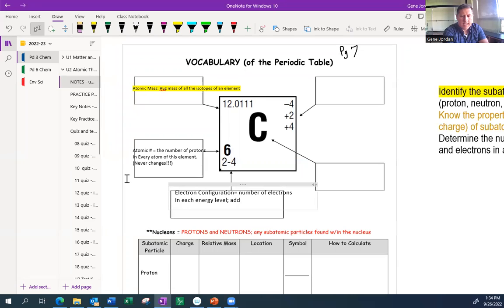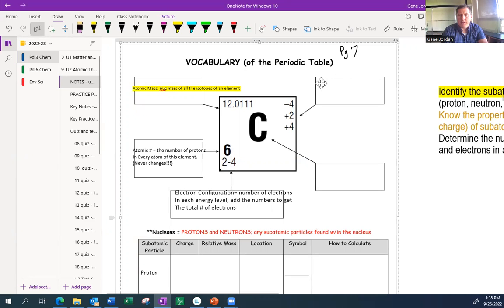All you do is add the numbers to get the total number of electrons. All right, so how many electrons are in a neutral atom of carbon? 6, you just add those up.